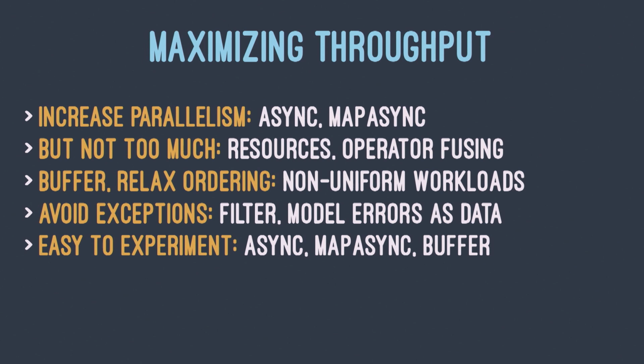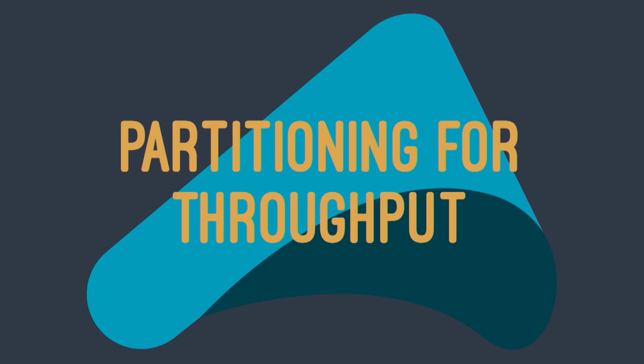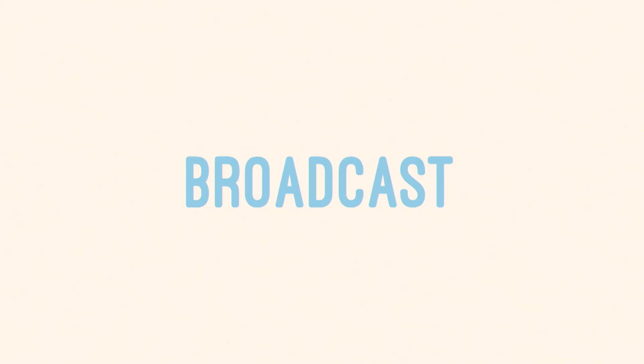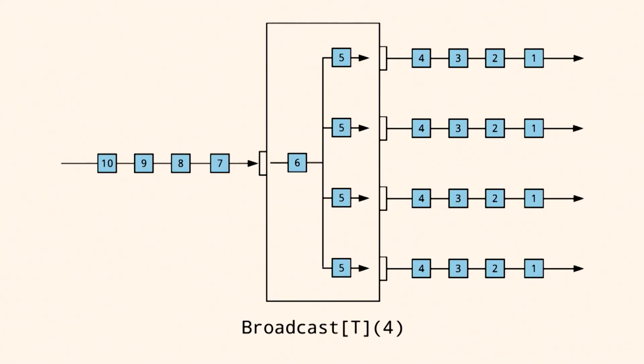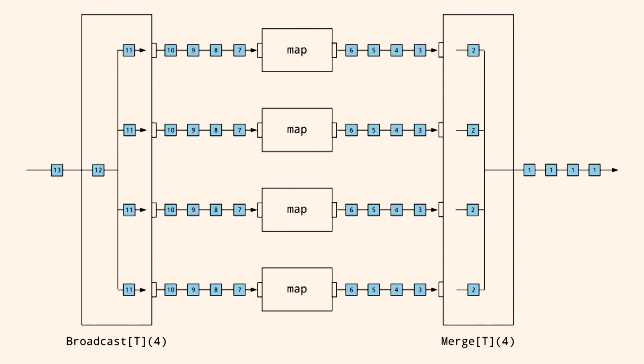Okay, the second topic is how to then partition a stream to maximize throughput. And I'll look at broadcasts to begin. Broadcast is a way to partition a stream by sending every element to independent downstreams. So every downstream is going to get the same stream. So in this example, the downstream performs a mapping before the streams are then merged back together.